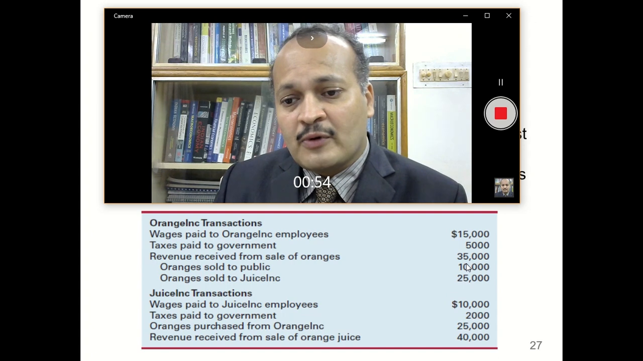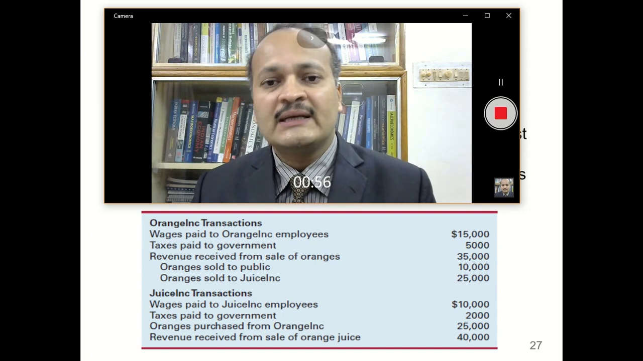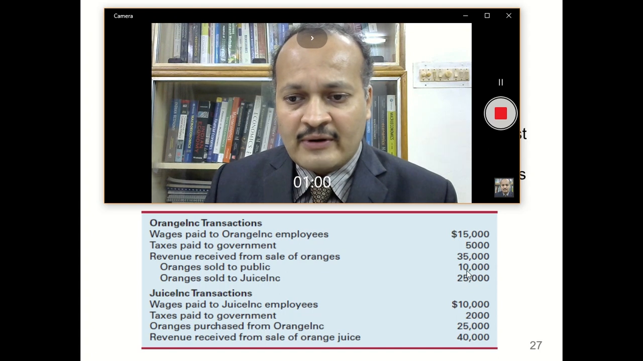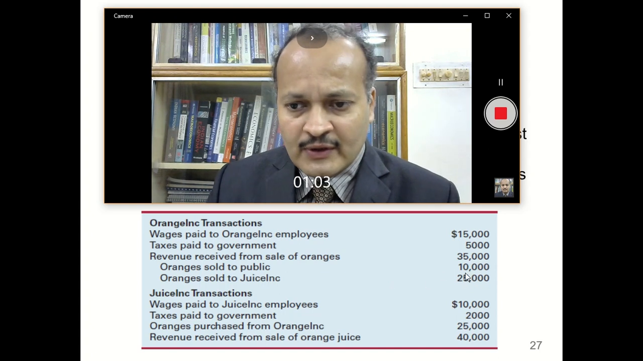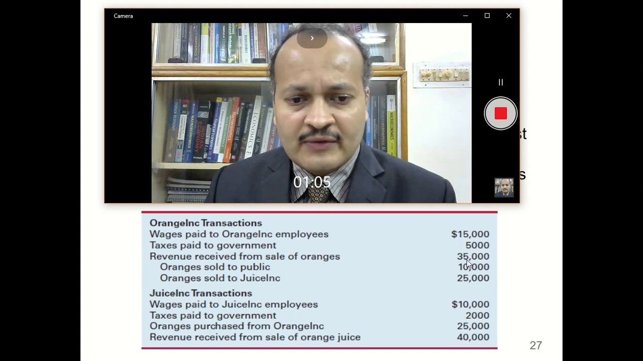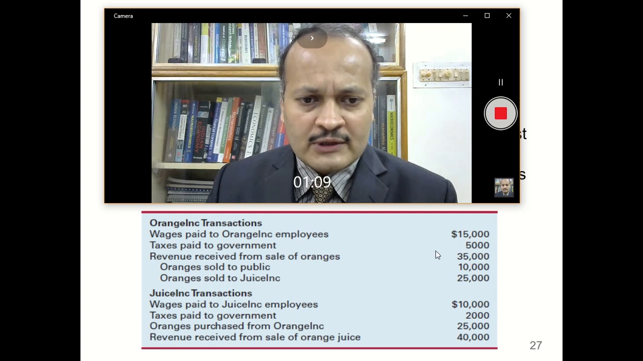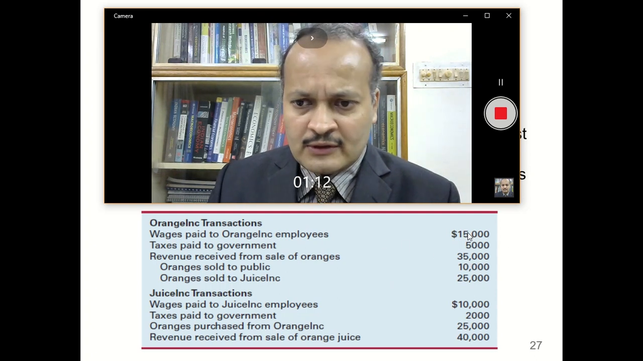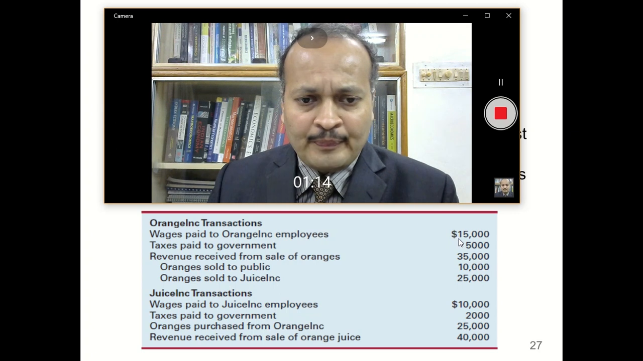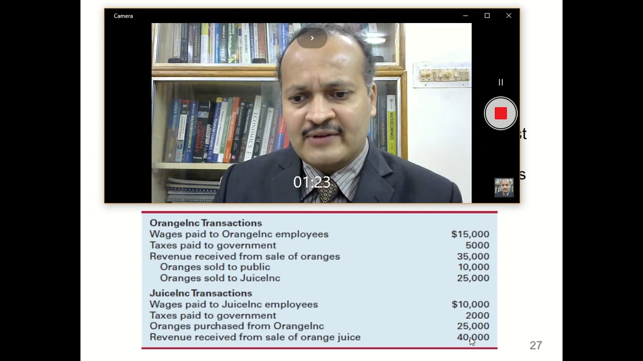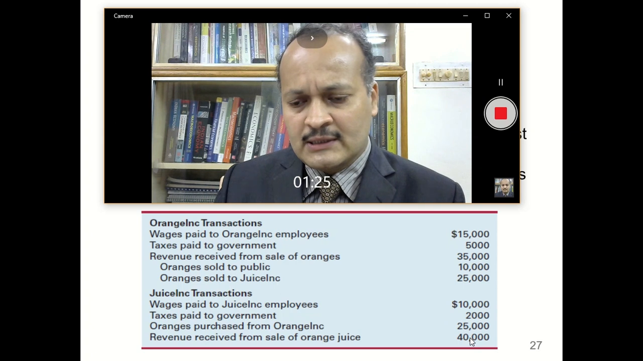Now let us compute the profit of Orange Ink and GeoSync companies. For Orange Ink, the total revenue is $35,000, but it also incurs a cost of $15,000 in terms of wages. So its total profit is 35 minus 15, which is $20,000. Now, what is the profit of GeoSync? It has a total revenue of $40,000.